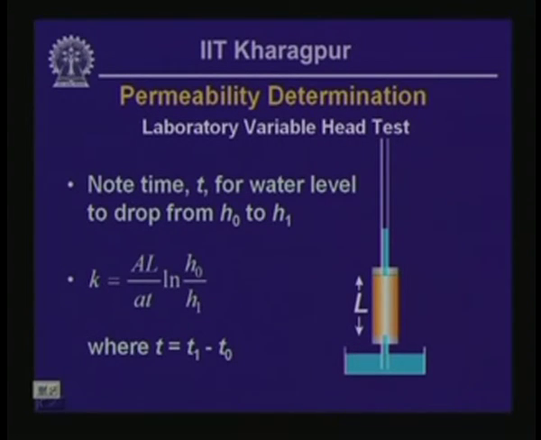We find the time difference between these two elevations, between when the water within the standpipe at the top end of the cylinder was at H0 and when the water was at the height H1, and from these data we can calculate the permeability using the expression given on the bottom left of this slide.